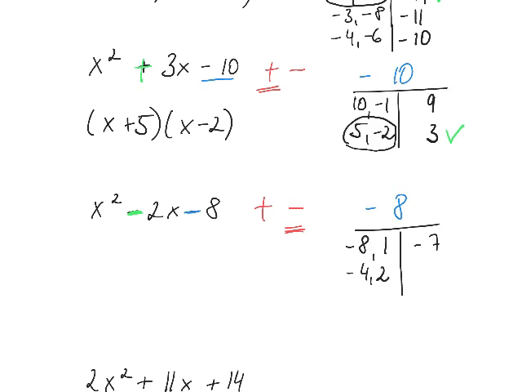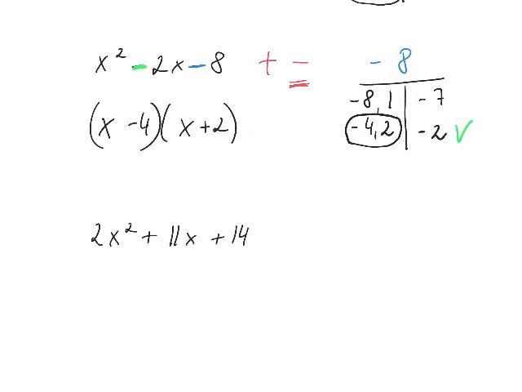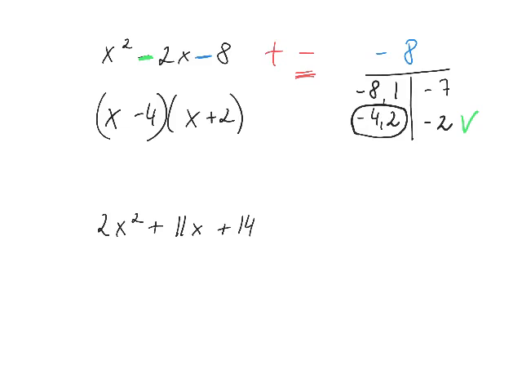And minus 4 plus 2 will give me minus 2. So this is the number I am looking for, and these are the two numbers that I can make my brackets from. So (x minus 4)(x plus 2).